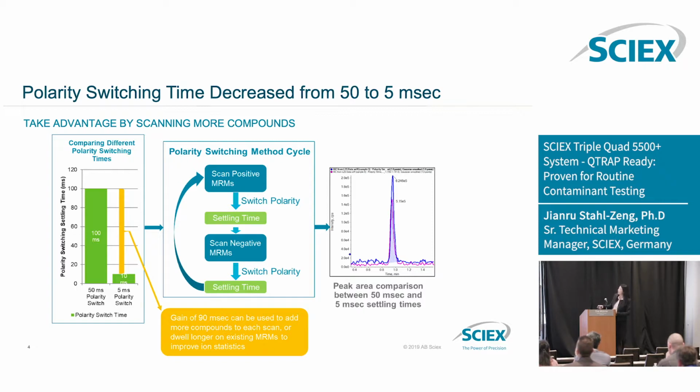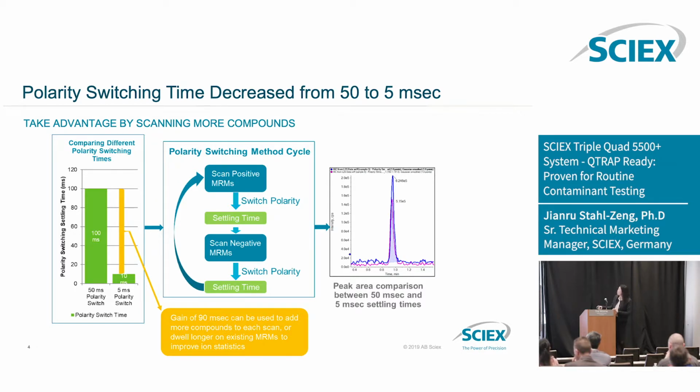If you look at the switching time, this is a very important performance parameter in general. If you have 50 millisecond switching time, for one cycle you need at least 100 milliseconds, meaning positive to negative, then back to positive. If you have 5 milliseconds, of course it will be 10 milliseconds.